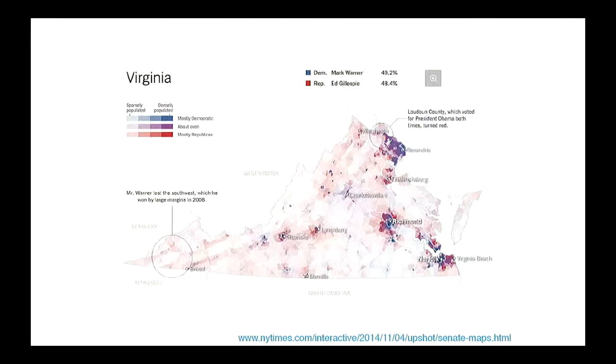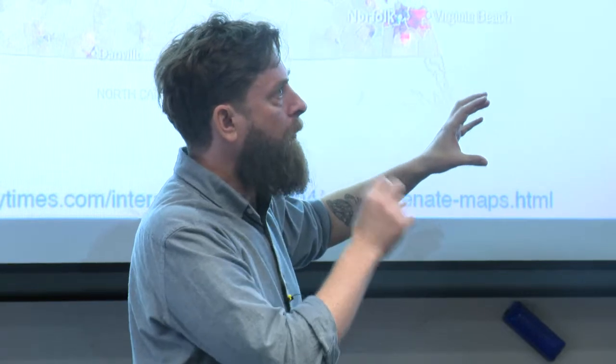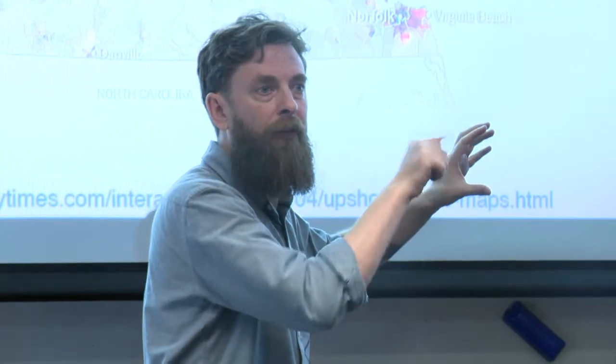These New York Times maps from the 2014 election are really highly detailed choropleth maps of the results. I think these might actually be midterms. Yes, the midterms. What I think is really interesting is the use of captions explaining anomalies or representative trends within the map. So in the bottom left, Mr. Warner lost the Southwest, which he won by large margins in 2008, or Loudoun County, which voted for President Obama both times, turned red. This draws the reader's eye, and this is in editorial maps I'm talking, much more than scientific communication. It contextualizes what's going on and helps a reader understand that thing explicitly, but also gives them confidence to read the rest of the map.